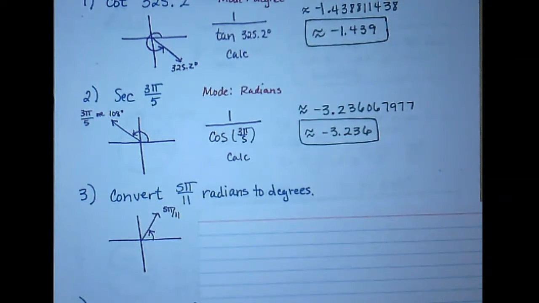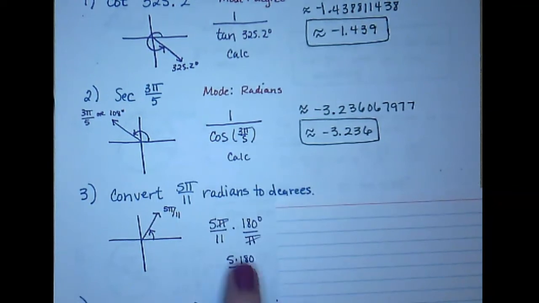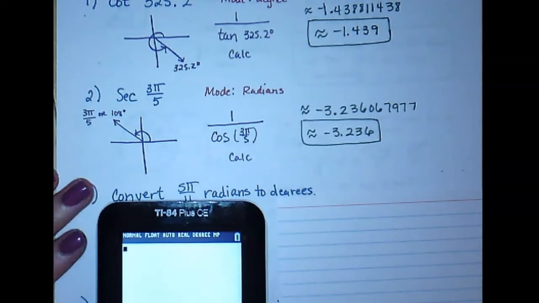Okay, so I have this here. So here's what's going on. Now, if I were doing this by hand, I would probably just put the 180 over pi because that's our conversion factor. I would cancel out my pi's. So I just have 5 times 180 over 11. But really, all you're doing is just putting in the problem as you would do it.